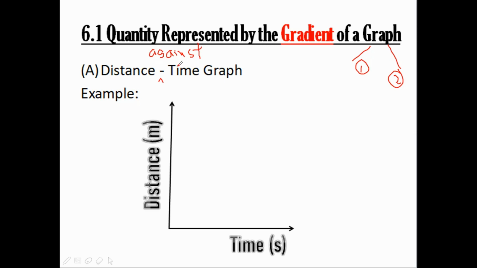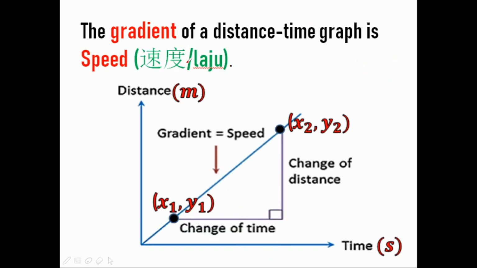For distance against time graph, we will have y-axis as distance and time as x-axis. This is the unit for distance, meter, and this is the unit for time, second. The gradient of a distance-time graph is speed. Okay, so to find the gradient, we must at least have 2 points.